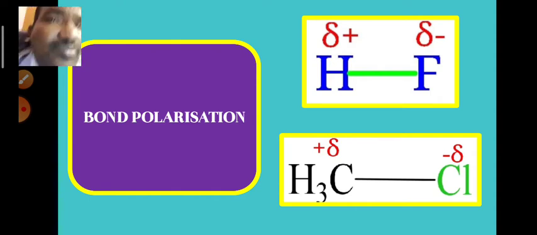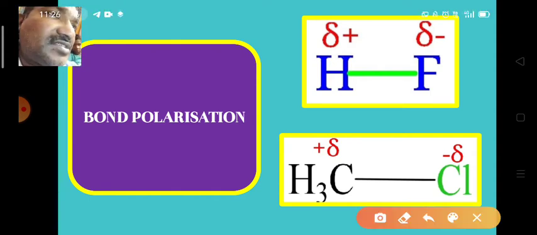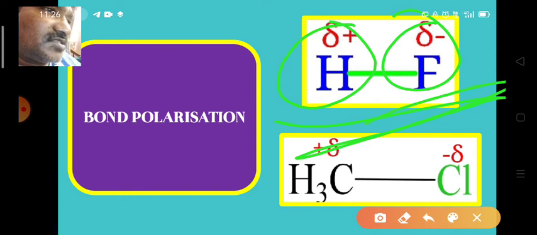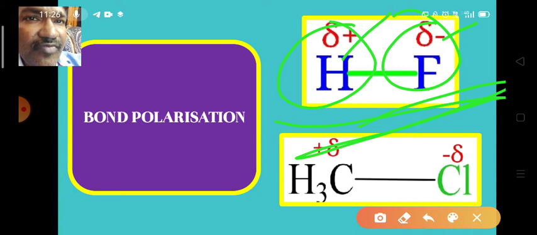As a result, the more electronegative atom gets a partial negative charge, and the less electronegative atom gets a partial positive charge. For example, here in hydrogen fluoride, fluorine is more electronegative. As a result, it gets a partial negative charge, and hydrogen gets a partial positive charge. So this type of appearance of charge on the atoms of a molecule is known as bond polarization.